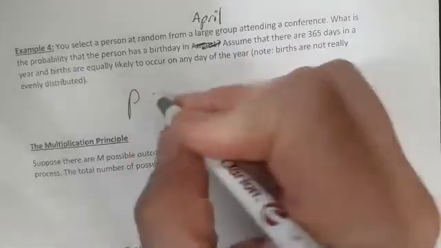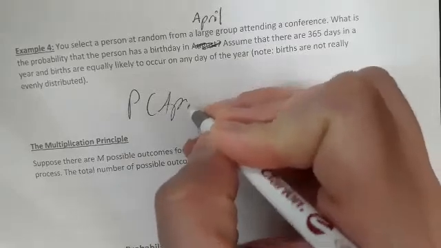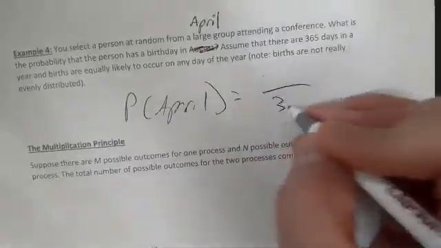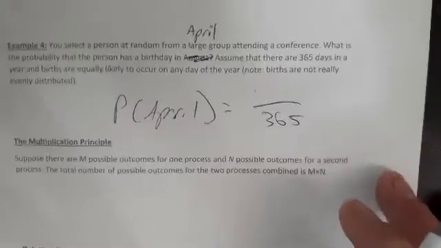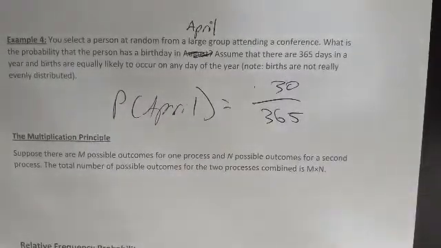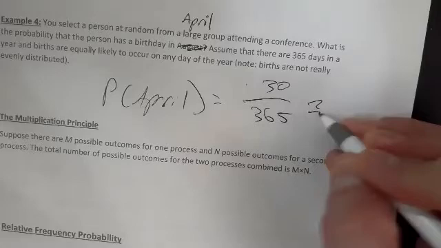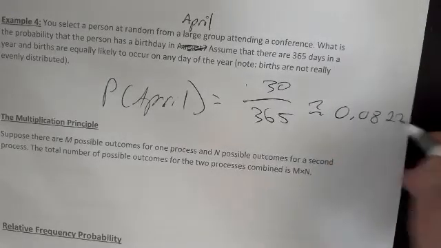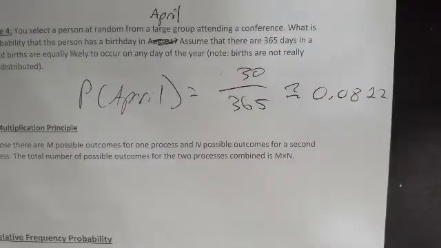So if we want to know April, if there's 365 days total, April would account for 30 of those, or 30 out of 365. Which, if you plug it into your calculator, you're going to get something like 0.0822.